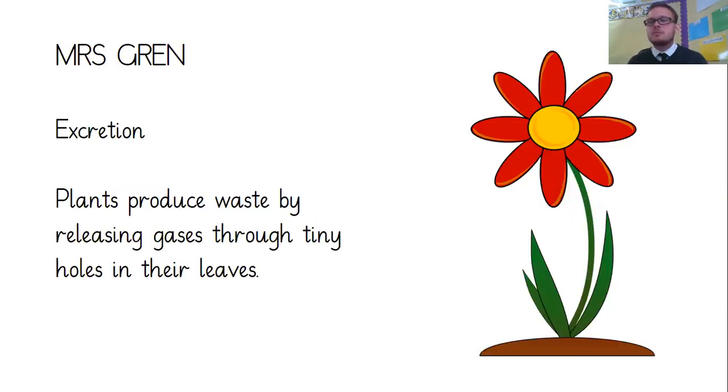Excretion. Yes, plants do indeed excrete as well, but not in the same way that animals do. There's no urine, there's no feces, there's no going to the toilet. Plants produce waste by releasing gases through tiny holes in their leaves. You wouldn't have thought about it, but when you look at a plant, and maybe you've got one right next to you at the moment, through its leaves it's producing gases all the time, getting rid of its waste, what it doesn't need. In the same way that humans and animals get rid of their waste by going to the toilet.